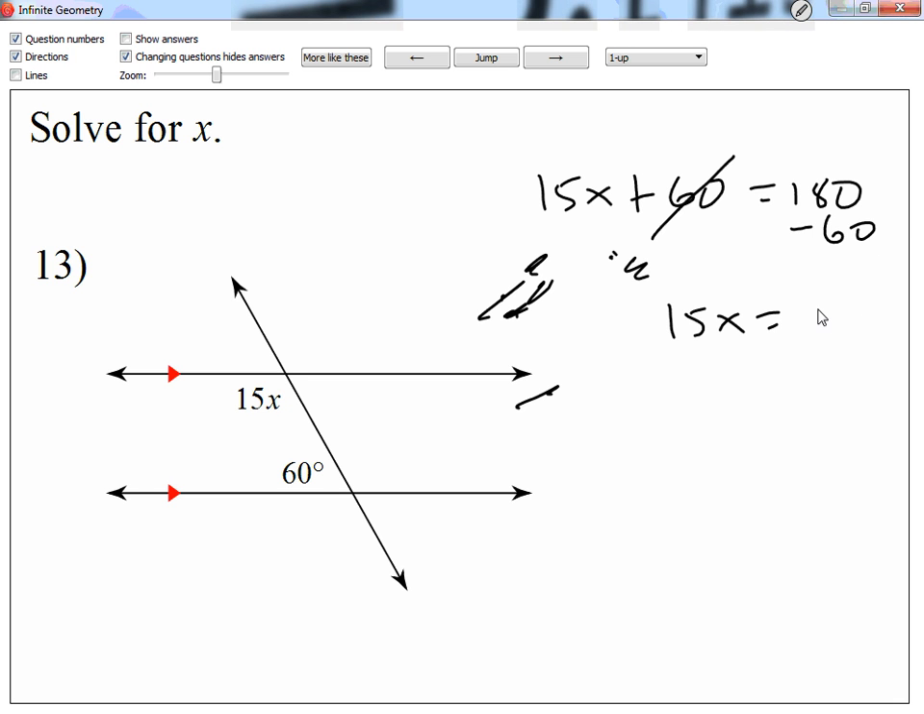All right, well, we can continue with that. So 15x equals 120. How big is x? 8. I divide both sides by 15, x equals 8.